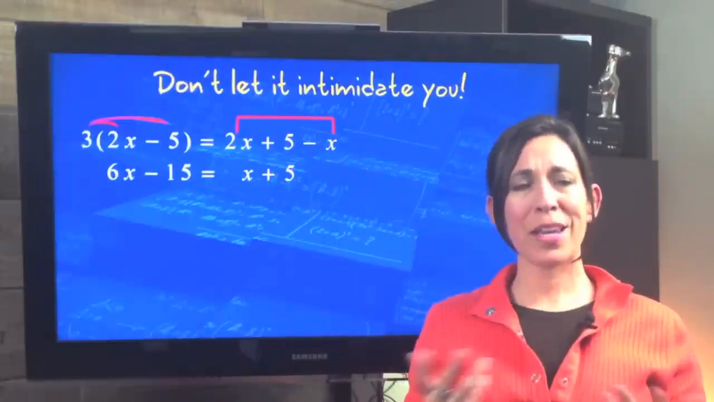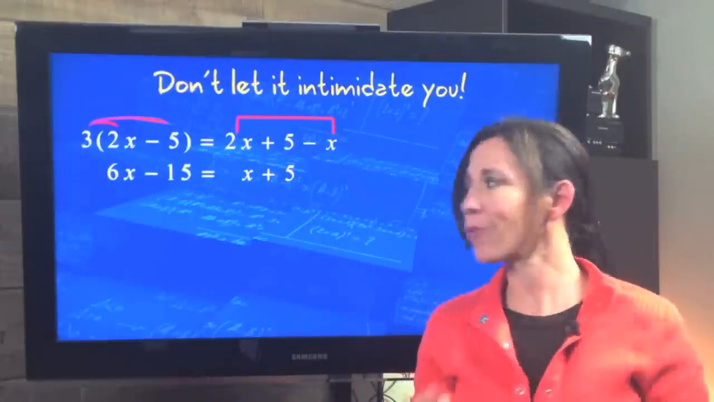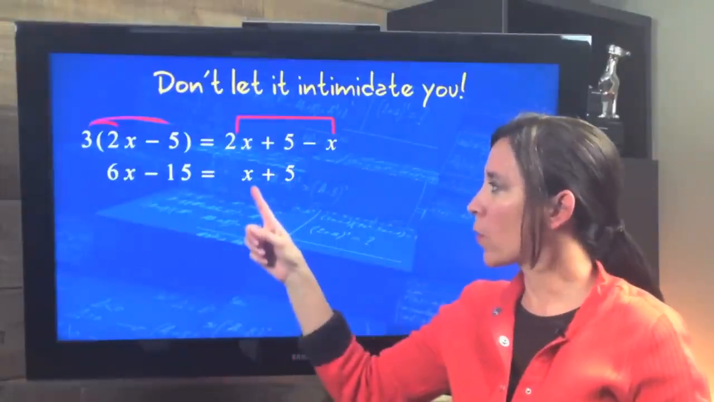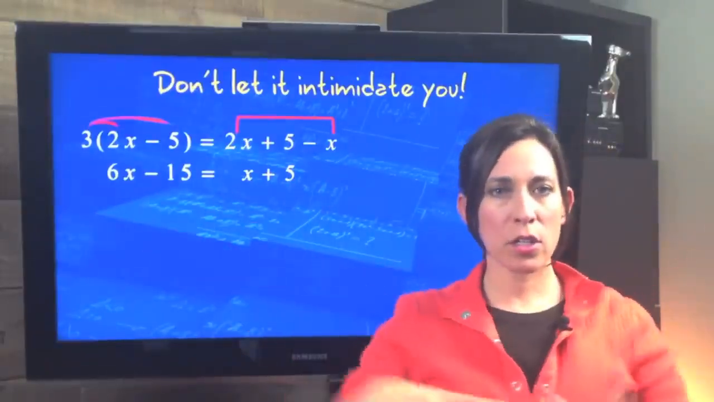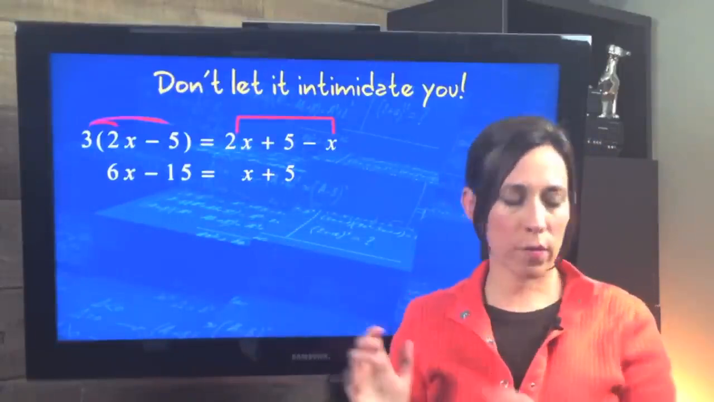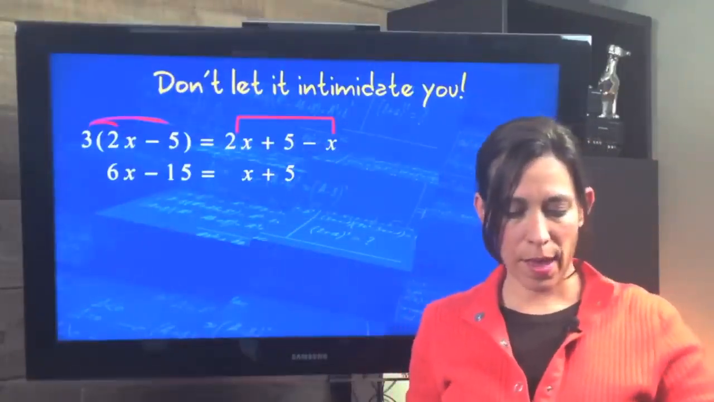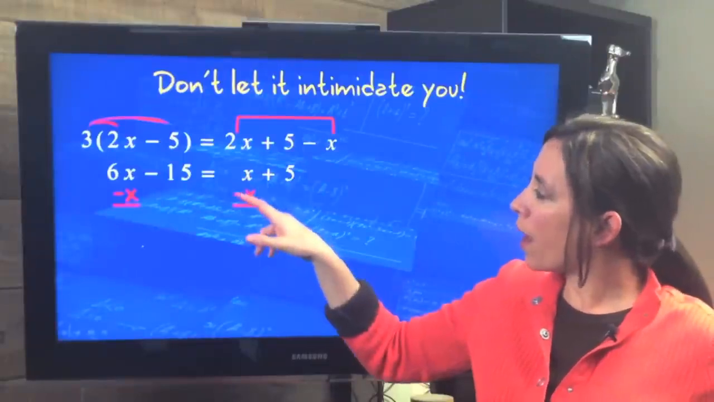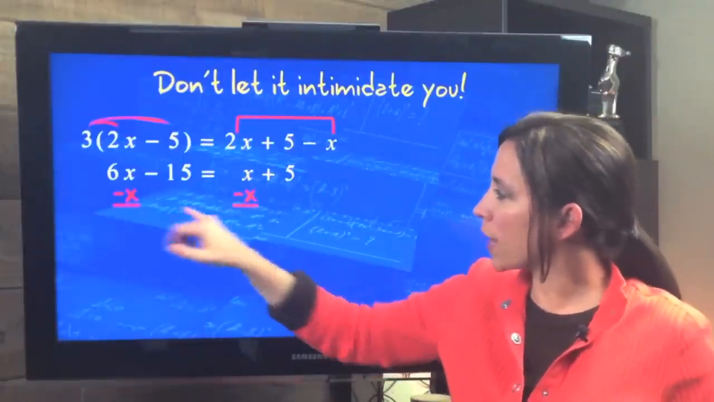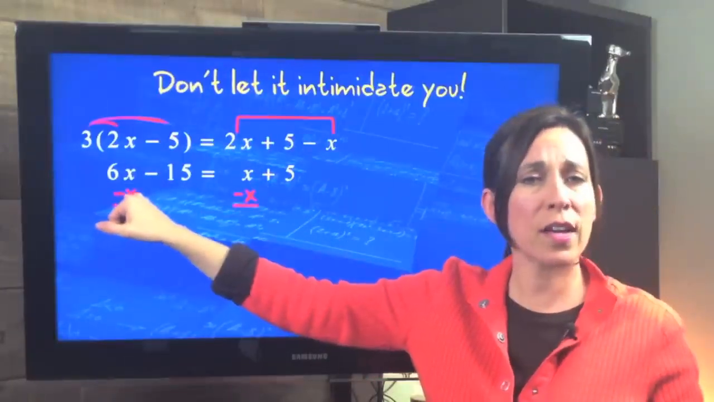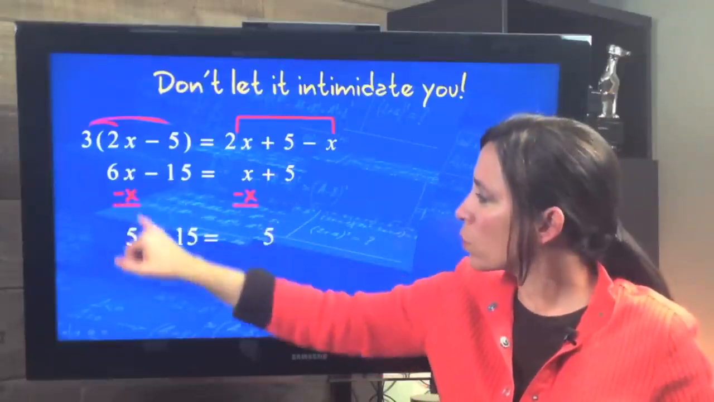But remember, our goal is to whittle it down to get x equals a number. How many x's do we have? 2, right? One on the left, one on the right. So we need to use addition and subtraction to move one of those x terms. So I'm getting rid of the x here. I'm going to subtract the x, but again, we have to do it on the other side as well. That leaves us with the 5x.